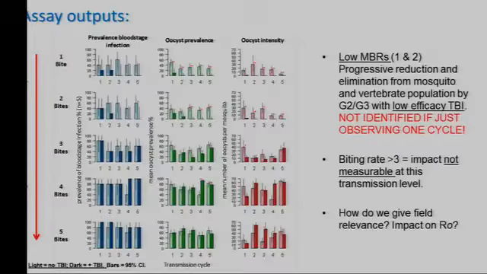And you can see as you go down the graph, the number of bites increases. So at the bottom of the graph, it's higher levels of transmission. At the top, it's lower levels of transmission. Each graph has a light and a dark bar. The light is in the absence of TBI, and the dark is in the presence of our TBI.